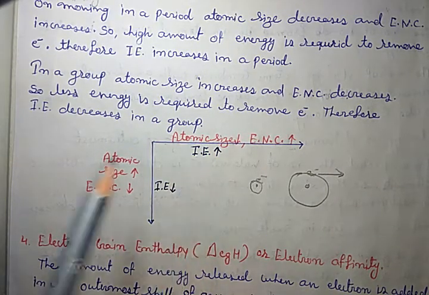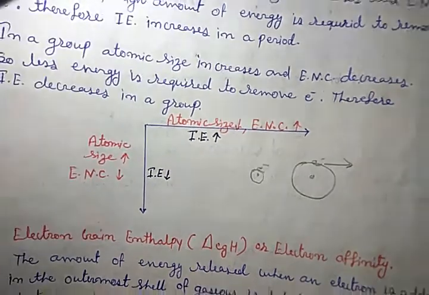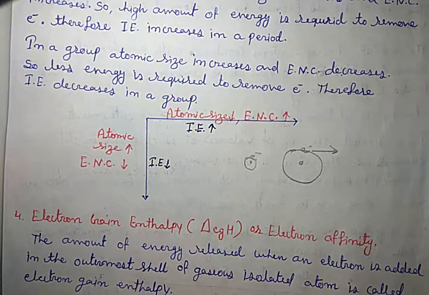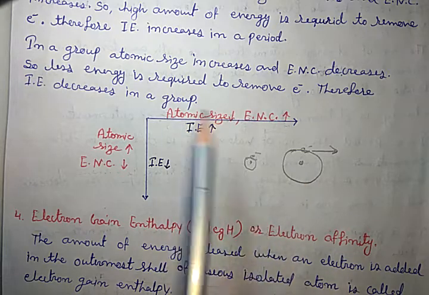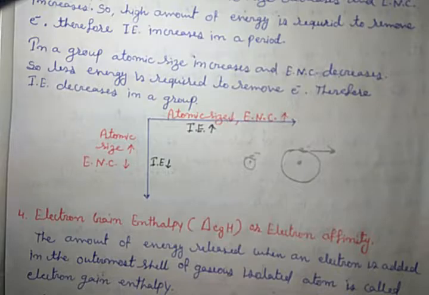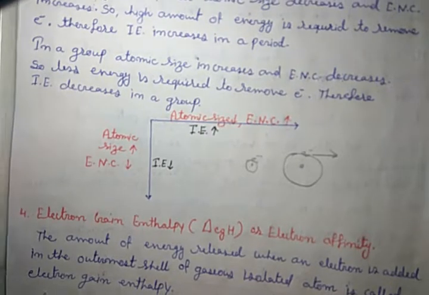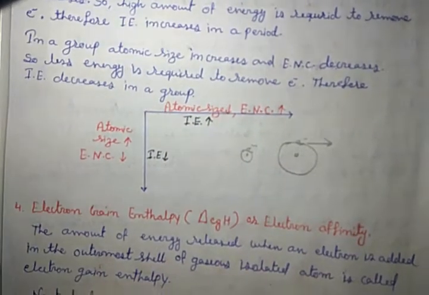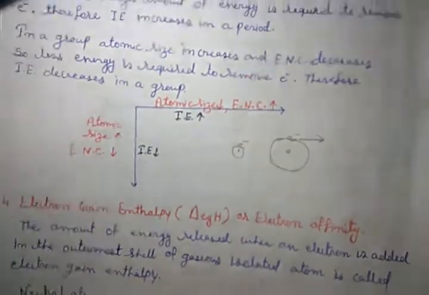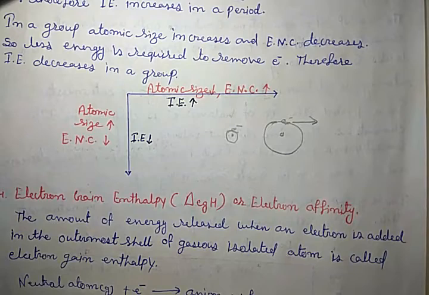When we move in a period, atomic size decreases and effective nuclear charge increases. It results in a decrease in size, so we need more energy. Therefore we need more energy.